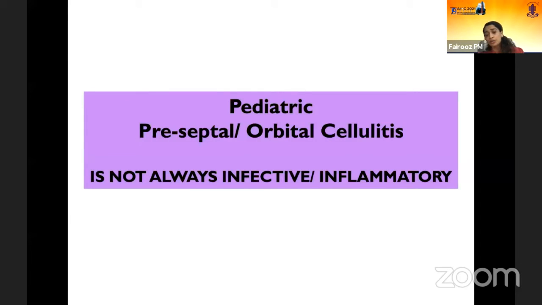So talking about pediatric patients, preseptal cellulitis and orbital cellulitis in children should not always be considered as infective or inflammatory. There are common or rare neoplasms which can present in the orbit of children, which will definitely need radiological evaluation. So it's always better to evaluate the orbit with imaging rather than treating them systemically if there is no response or progression of the disease.